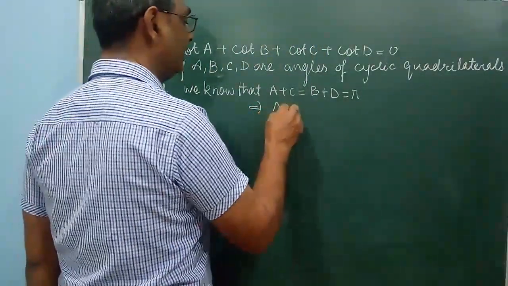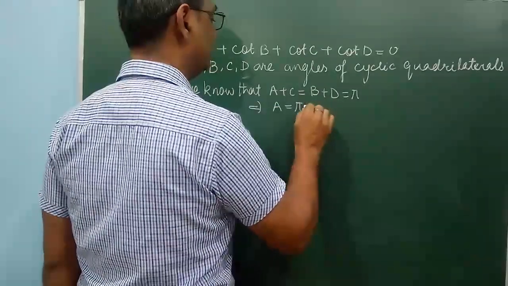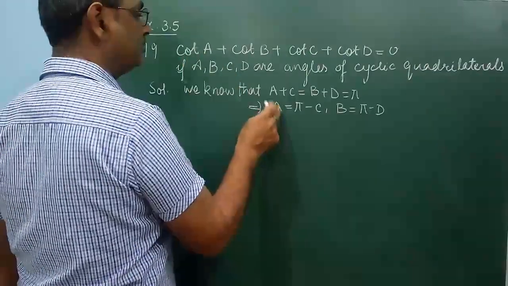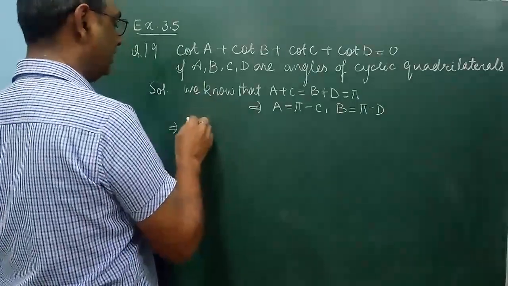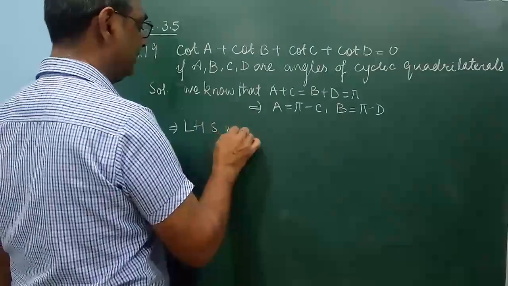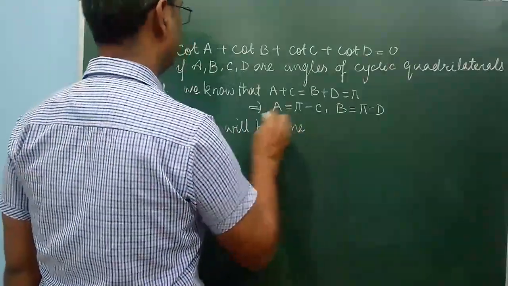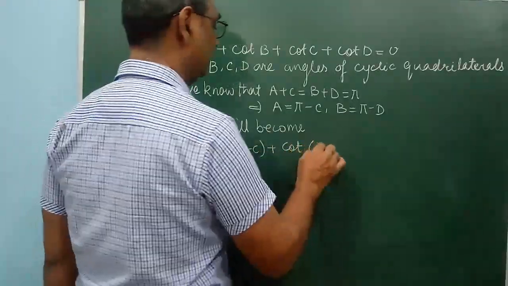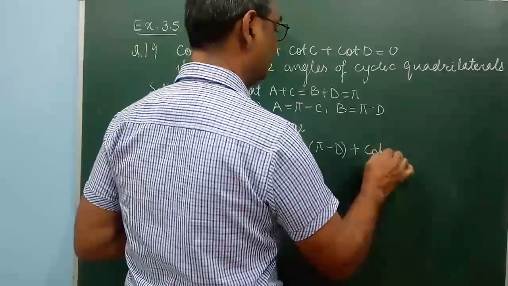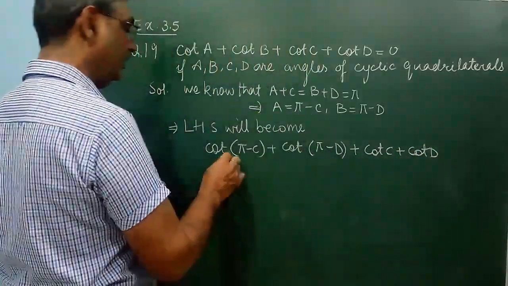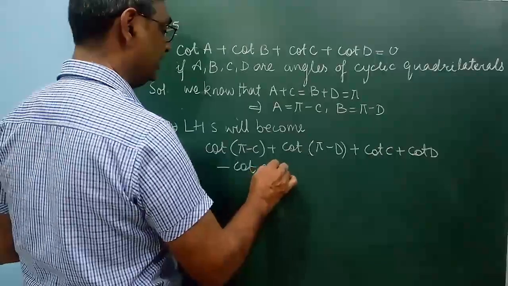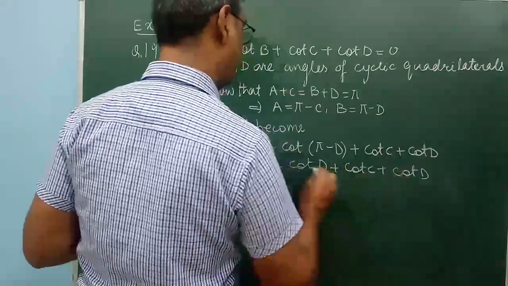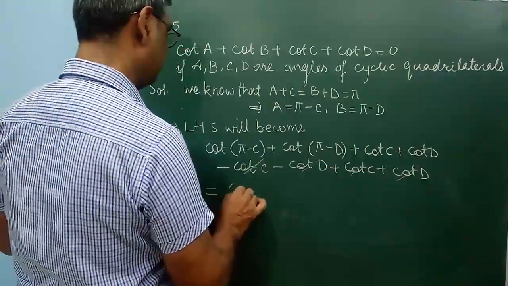This implies A equals pi minus C and B equals pi minus D. And these two we will substitute in place of A and B. So the LHS will become cot(pi minus C) plus cot(pi minus D) plus cot C plus cot D. This means minus cot C minus cot D plus cot C plus cot D, and these all get cancelled, and this equals 0.